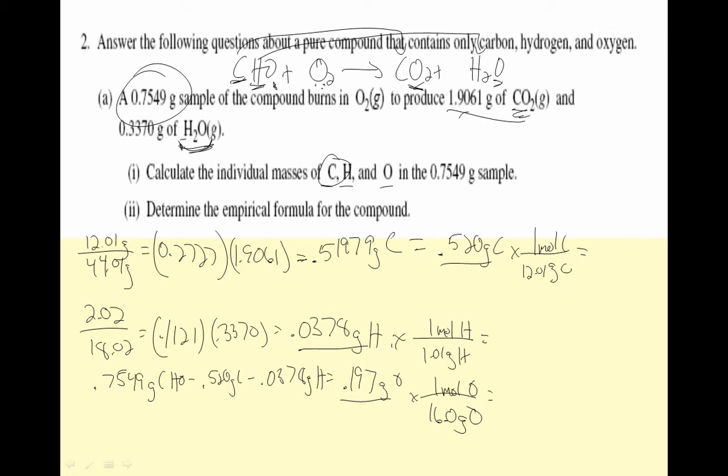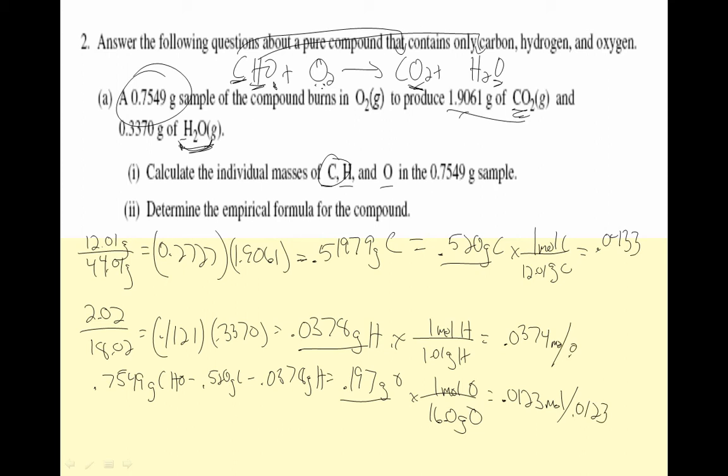So, 0.1971, since I have that in my calculator, divided by 16 is 0.0123 moles. 0.0378 divided by 1.01 is 0.0374 moles. And then 0.520 divided by 12.01 is 0.0433. So then what I need to do is divide by the smallest one.